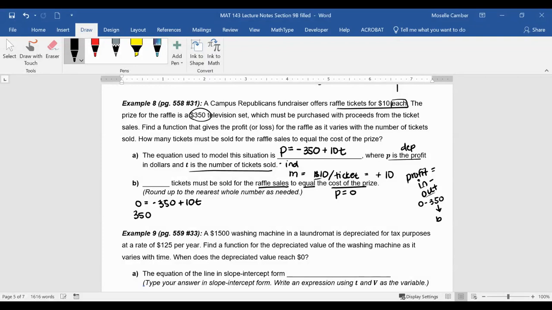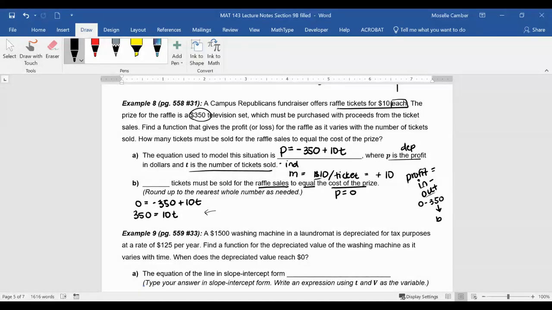Add 350 to both sides to get that. Now pausing here, if you didn't want to think about the profit, you could logically say the raffle sales is going to be $10 times the number of tickets, and it's going to equal the cost of the prize, which is $350. So you could logically start here if you wanted to. But if you didn't see that, that's okay. If we're just looking for the profit and tickets, it tells you the profit here.